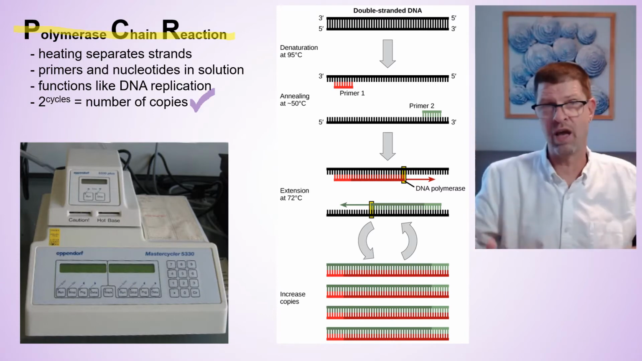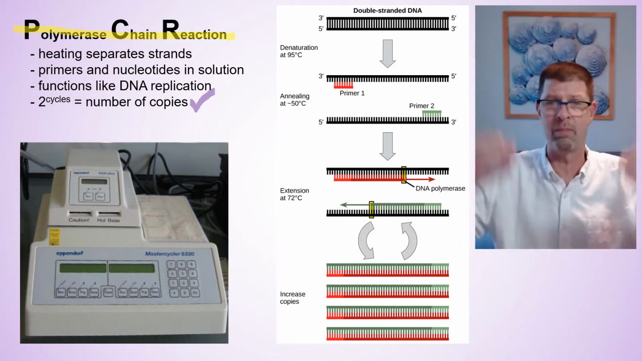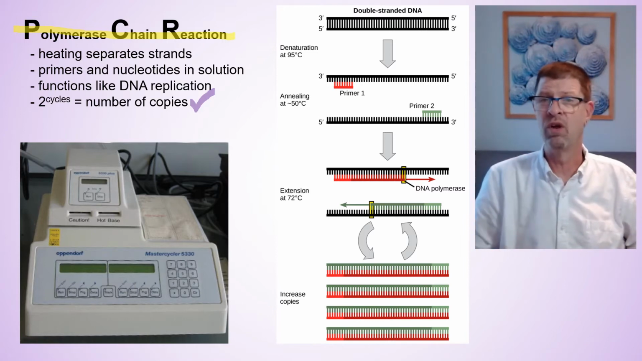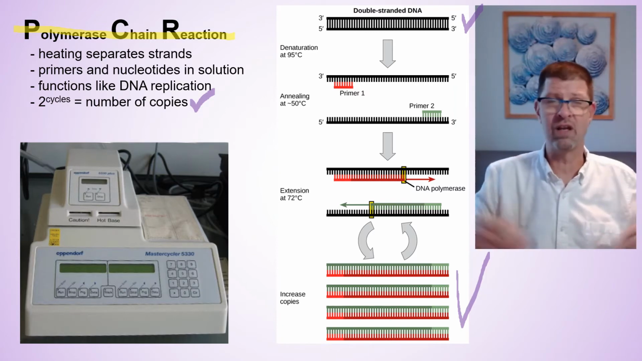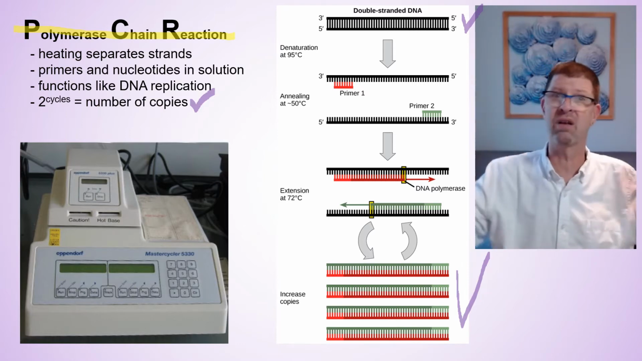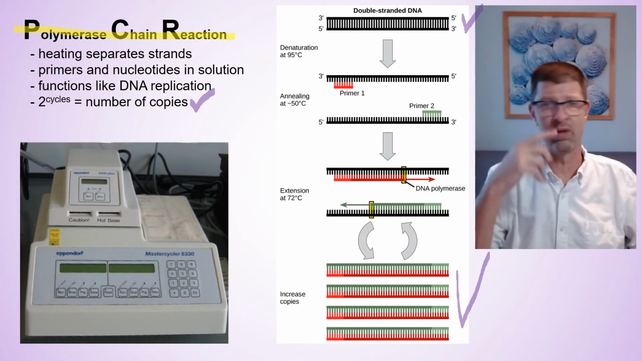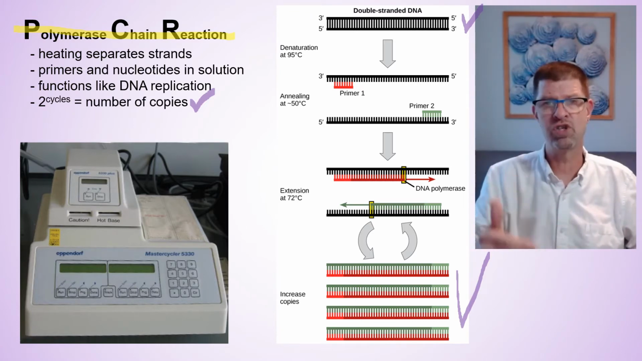Warm it up, cool it down. Warm it up, cool it down. Put some more nucleotides in. Warm it up, cool it down. Warm it up, cool it down. And as a result, we start with one double-stranded piece of DNA, and we're ending up with copies of that. And if we're going to do any kind of biotechnology technique, this is where we start, okay? We have the equipment to do this right here at Columbia College, so it's really not that complicated. PCR, polymerase chain reaction.